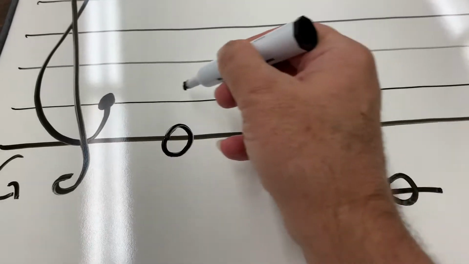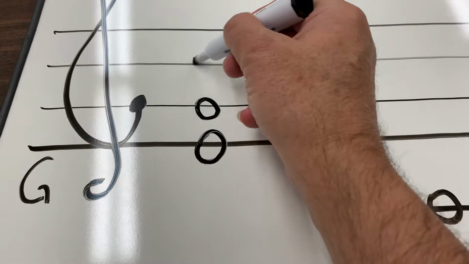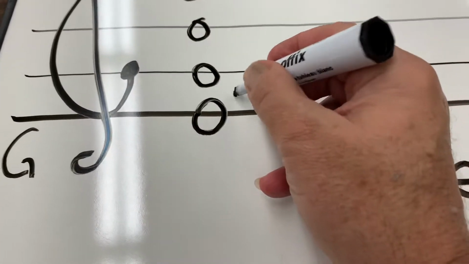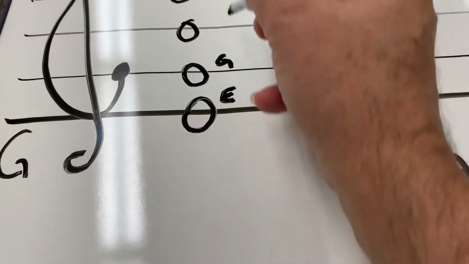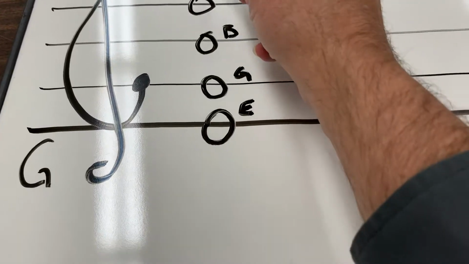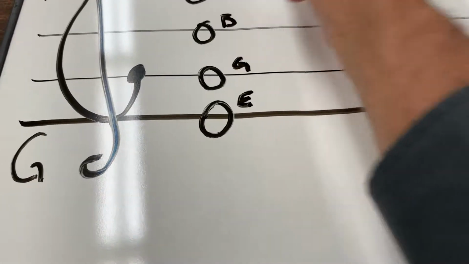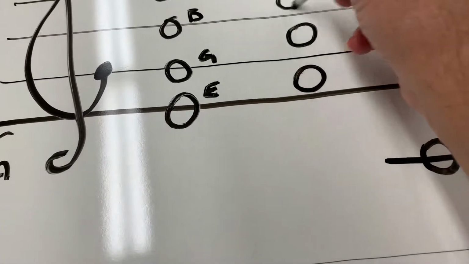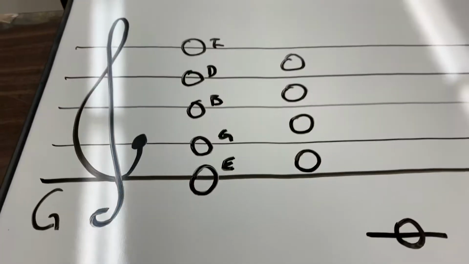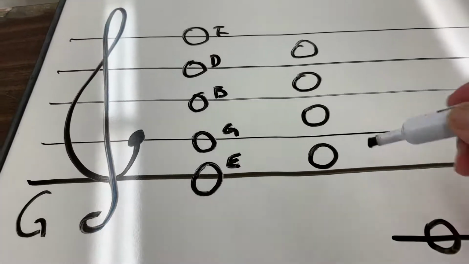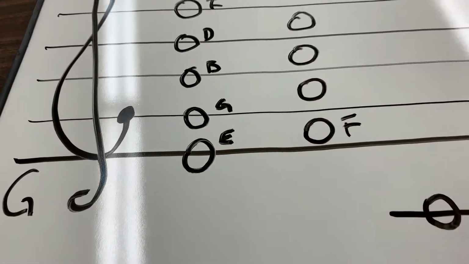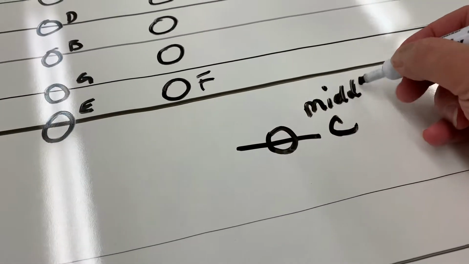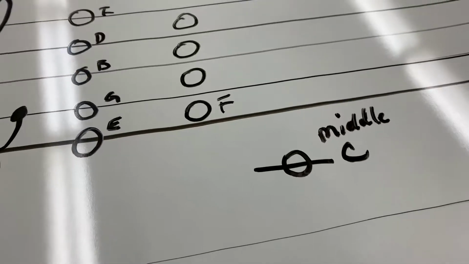Notes on the lines, every good boy deserves fudge: E, G, B, D, F. And the spaces, F, A, C, E. So you can identify very quickly without even having to look at that other sheet that we had. And this is obviously C. It's called middle C because it's the middle of the piano, okay? Really is the middle of the piano.